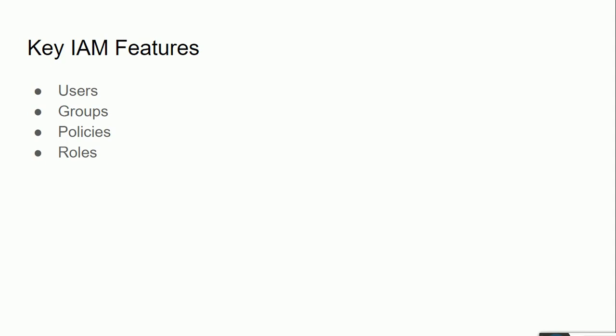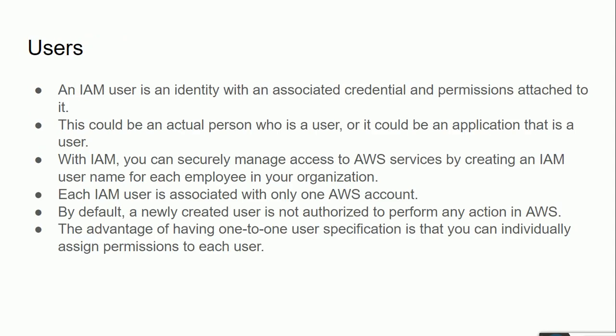Now, the key IAM features. Here we have four different features: users, groups, policies, and roles. So let's discuss each thing in more detail. First is users. An IAM user is an identity with associated credentials and permissions attached to it. This could be an actual person, or it could be an application that is a user. We can create a user for an actual user or for an application, or we can say the integration part.